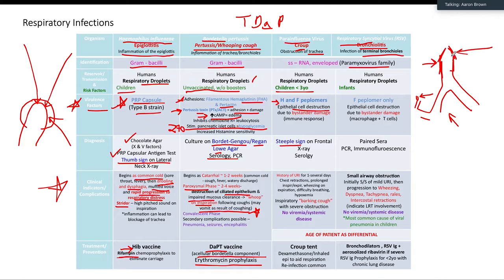Very hard to get air through there, right? Here's our epiglottis up top. So we have air coming in and it's going to be trying to get through this very narrow passageway.